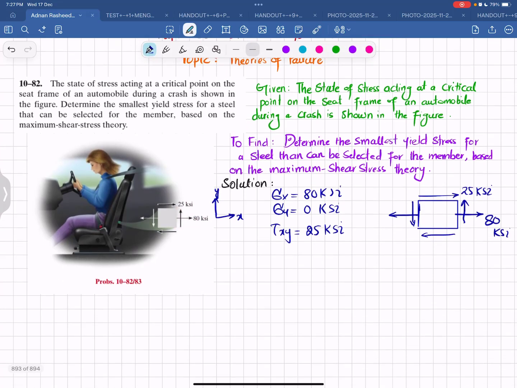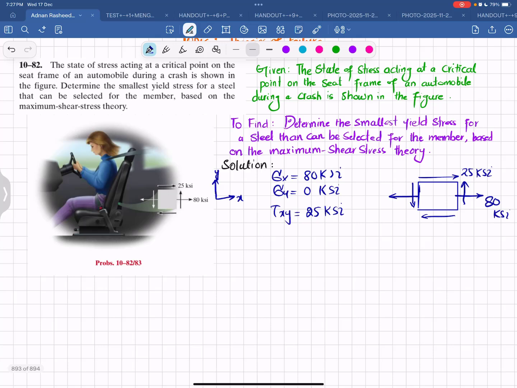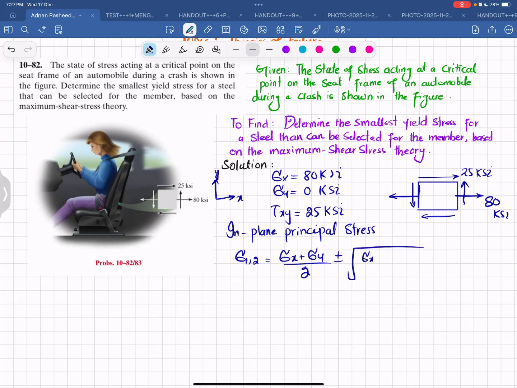Now we have all these values, so we will find the in-plane principal stresses, or you can also say we will find the principal stresses. And how will we find these principal stresses? We know that the principal stress sigma 1,2 is equal to sigma x plus sigma y divided by 2, plus or minus the square root of sigma x minus sigma y divided by 2 whole squared plus tau xy squared.